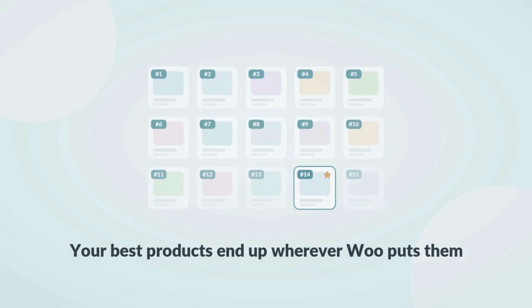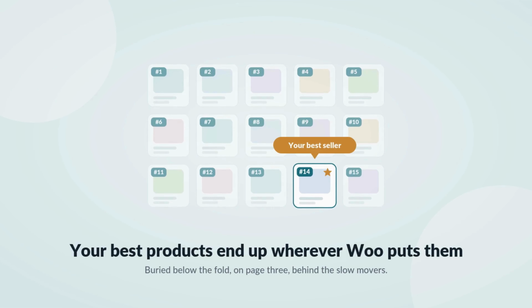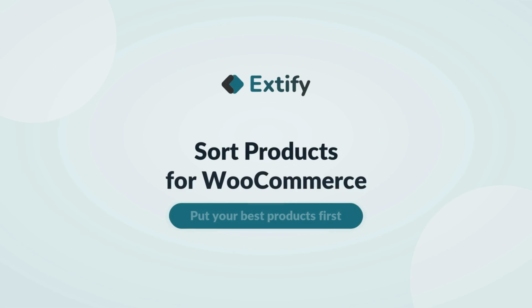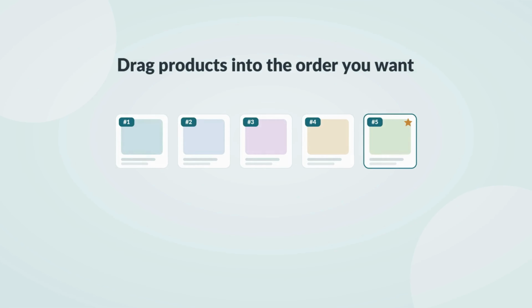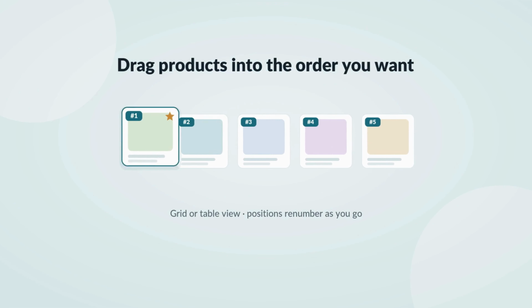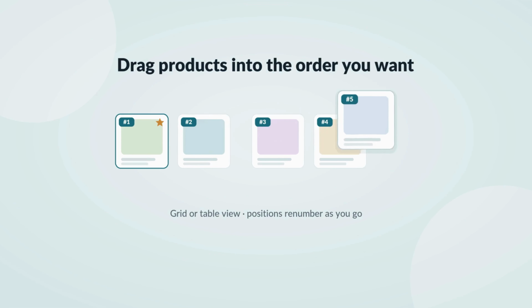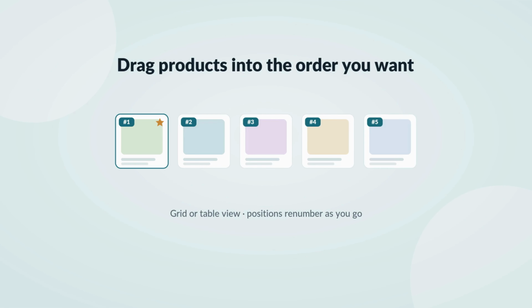Your best products end up wherever WooCommerce puts them, usually not where customers look. Sort products for WooCommerce by Xtify fixes that. Drag any product into any position. The rest shuffle around it, and the numbers update as you go.